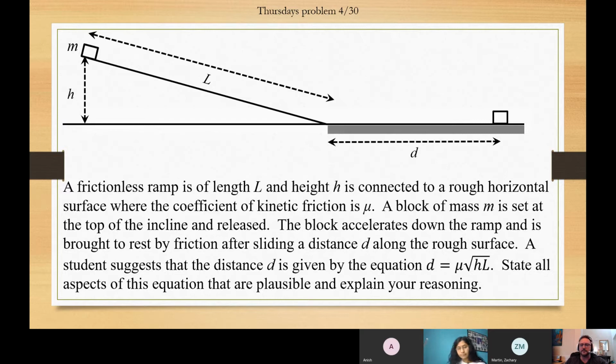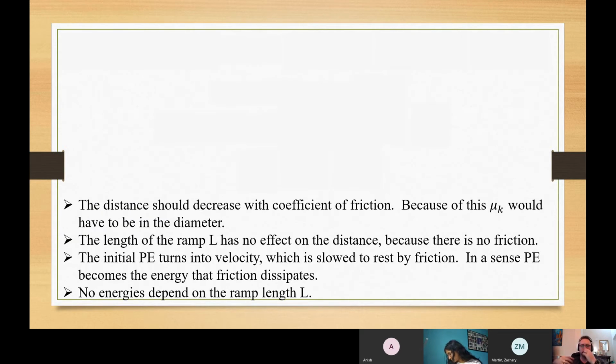Can someone read me what it's asked to find? State all the aspects of the equation that are plausible and explain your reasoning. Okay, very good. So they're plausible and explain your reasoning. Basically, these are really hard questions for me to do because I have to prove that it's either right or wrong, even though parts of it might be right and parts of it might be wrong. And that's where I struggle with this.